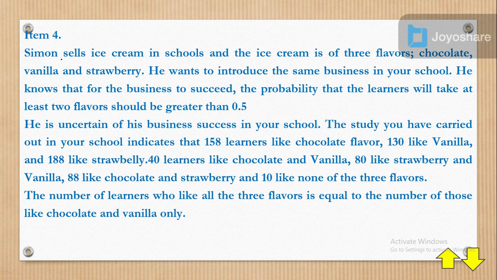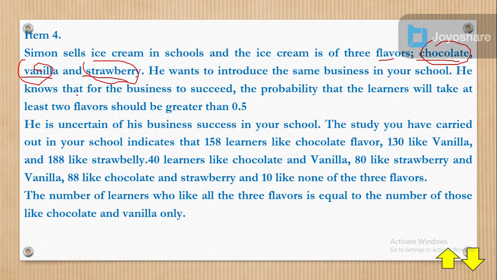So here they're saying that Simon sells ice cream in schools, and the ice cream is of 3 flavors. We have chocolate, we have vanilla, we have strawberry. Now, having done that, what you must begin with is telling us what those letters mean. Let's first of all conclude with this, then we go there at once. So we have vanilla, strawberry, and chocolate. Now he wants to introduce the same business in your school.